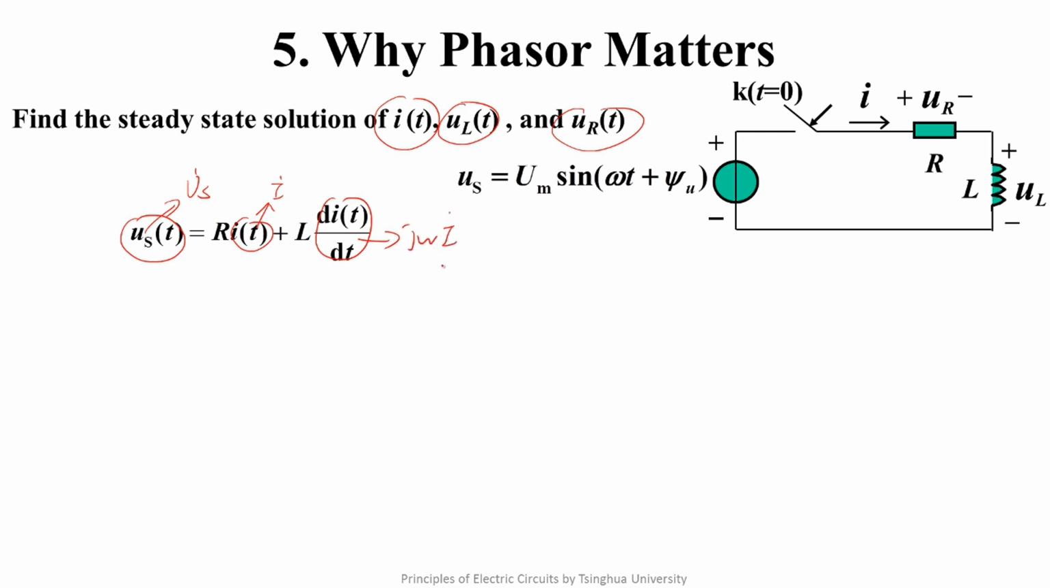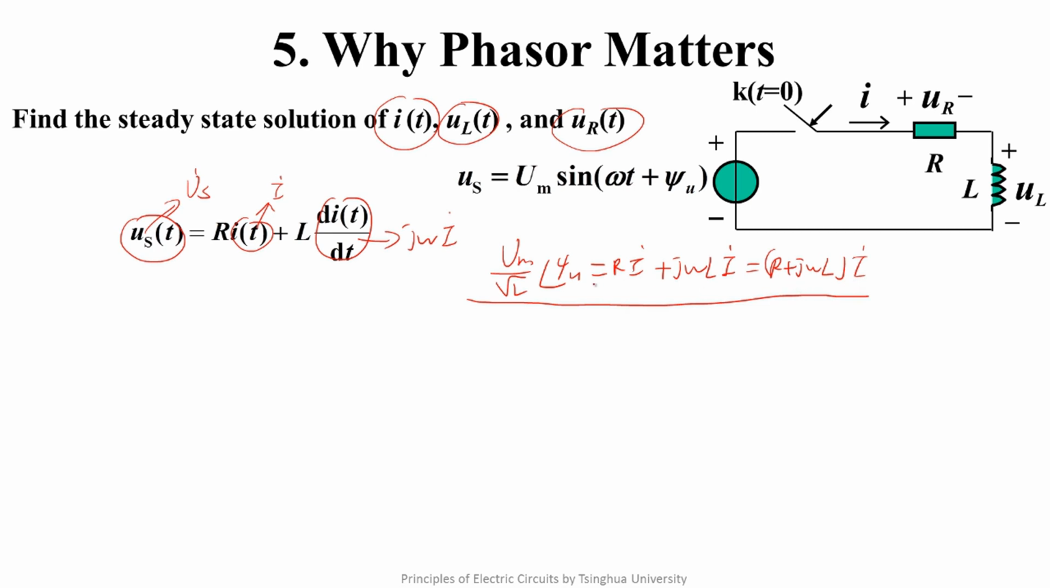I. The corresponding equation is U_m over the square root of 2, phase angle ψ_u, equals R times phasor I plus jωL times phasor I. And it equals (R plus jωL) times phasor I. This is the algebraic equation of I with the complex coefficients. The difficulty of solving this equation is much less than that of solving the differential equation of i(t) with real coefficients.